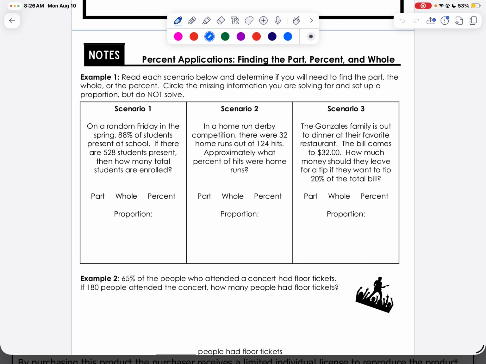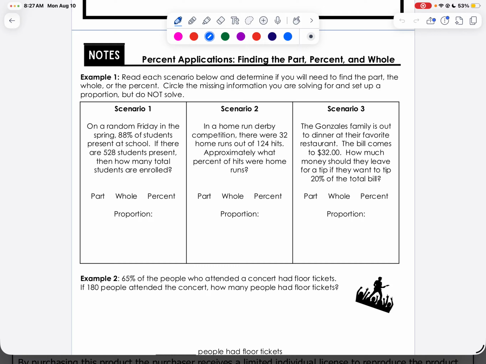In today's lesson, we will be solving real-world problems which require us to find either the part, the percent, or the whole. In other words, today all the problems will be mixed together. So in example 1, it says, read each scenario below and determine if you will need to find the part, the whole, or the percent. Circle the missing information you are solving for and set up a proportion, but do not solve it.